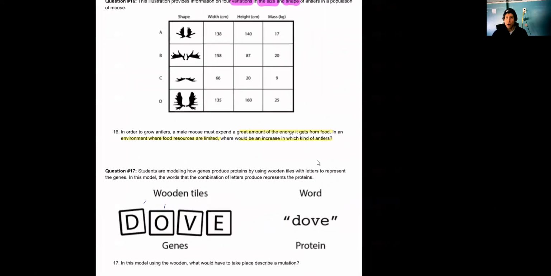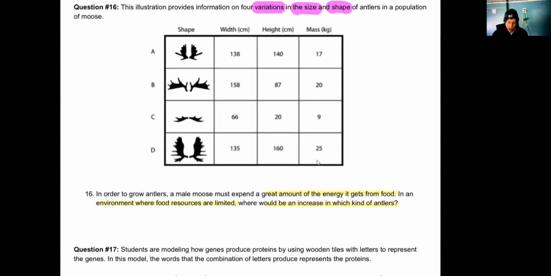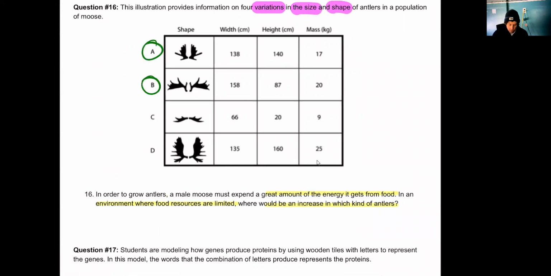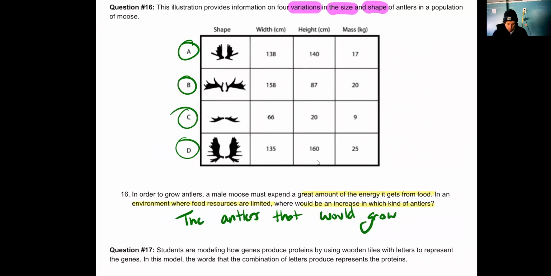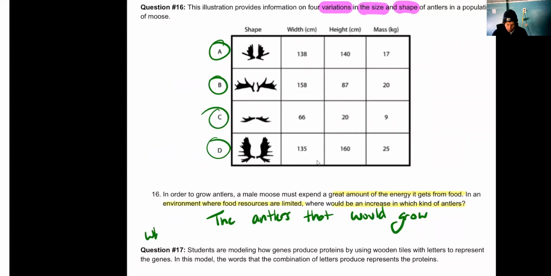So you have to look at this chart here and try to identify A, B, C, or D. Which antlers would be likely to grow when there's not a lot of food available? The antlers that would grow when food is scarce.